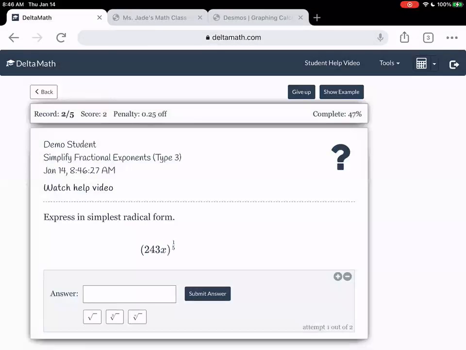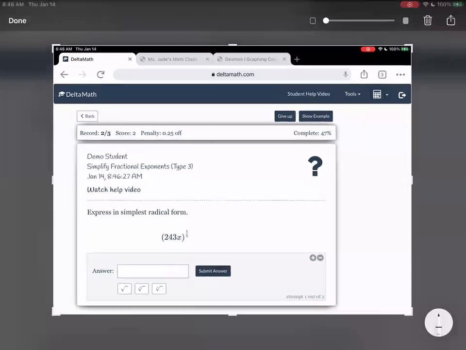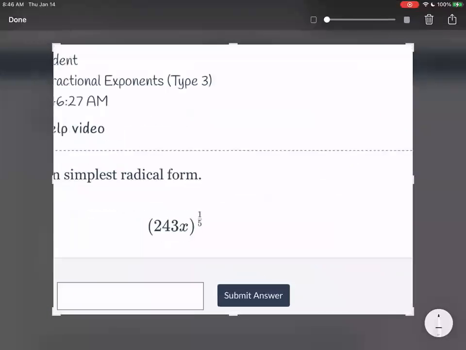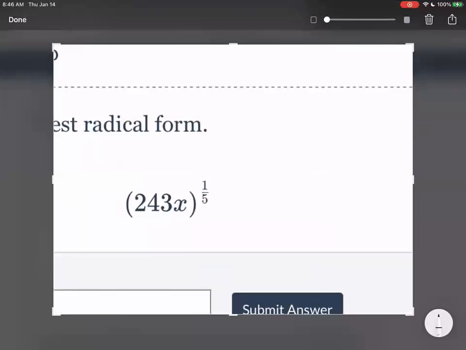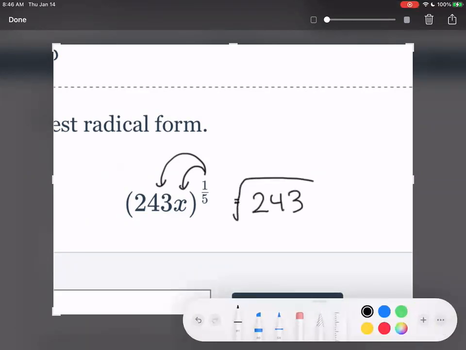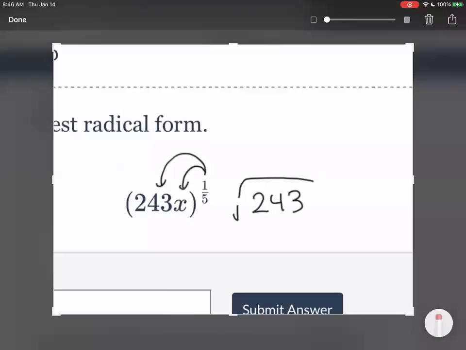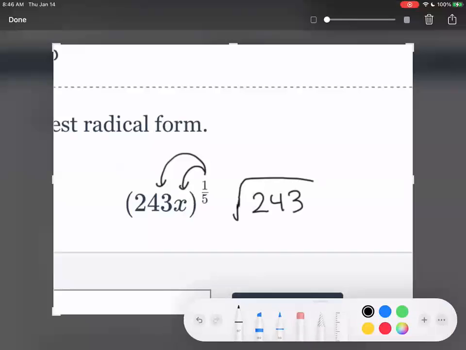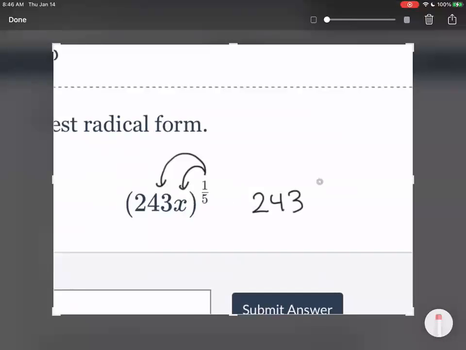And another. All right, now notice this one has the parentheses. So then the 1/5 gets distributed to everything. Okay, so we have 243 inside a radical. Sorry, I should write that with more space. Actually, let me rewrite it as 243 to the power 1/5 first. 243 to the power 1/5. And then x to the power 1/5.